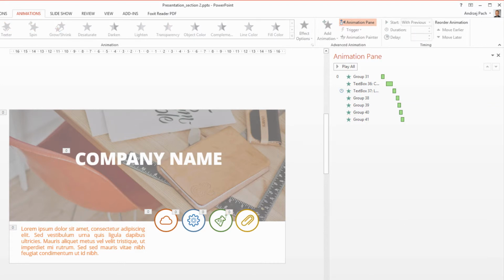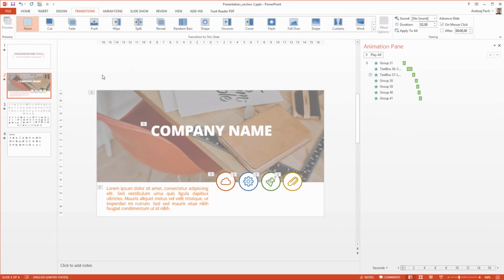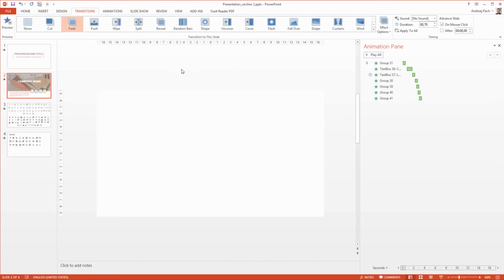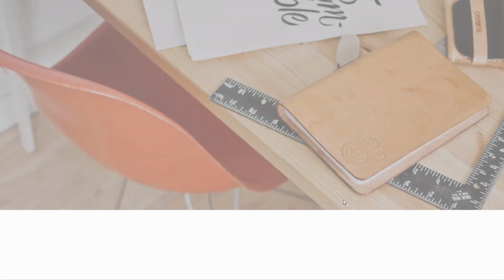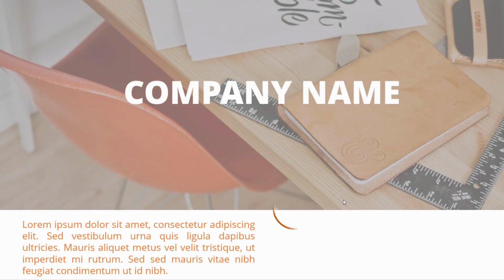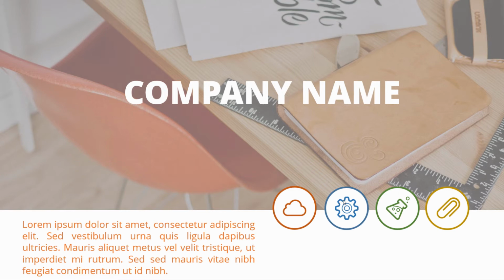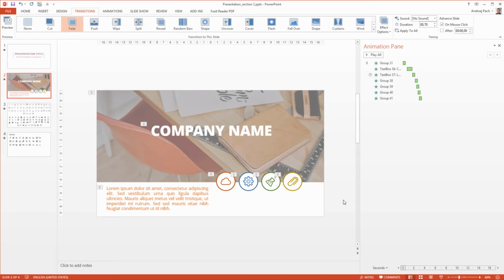Let me present you now the next slide. The last thing I want to do is the transitions. I will decide later on which exactly transition I will use, but right now let me click fade and on mouse click, since I want that slide to proceed after I'm done with it. So let us check the preview now. Everything appears very nice, and we are done with this slide.